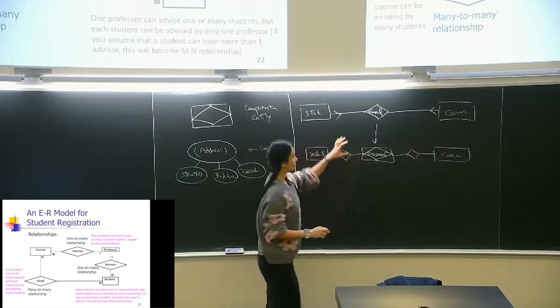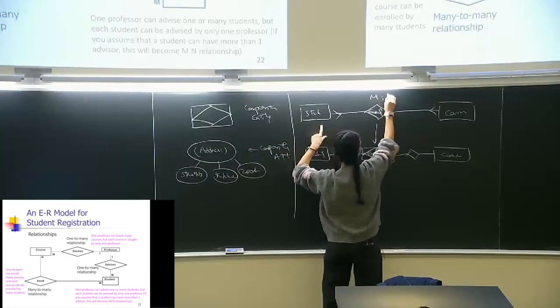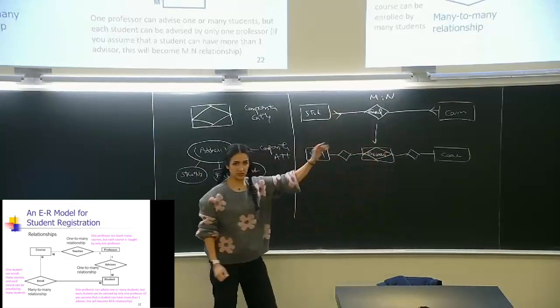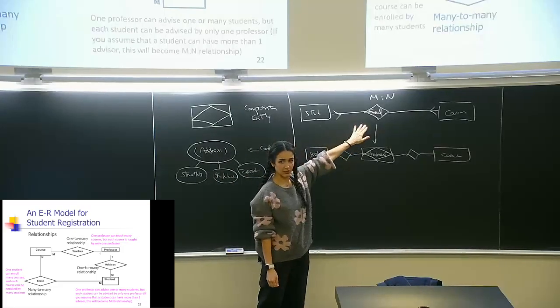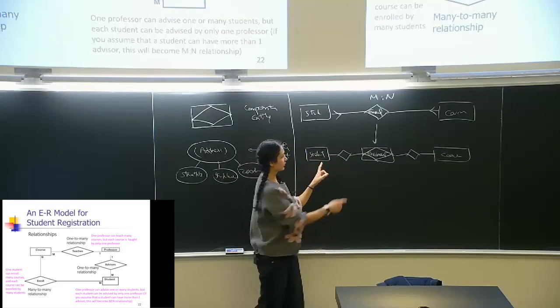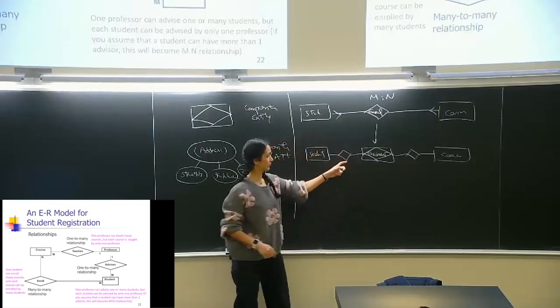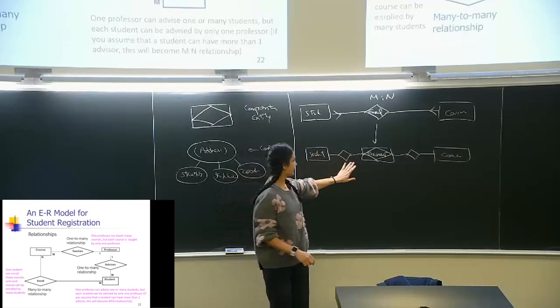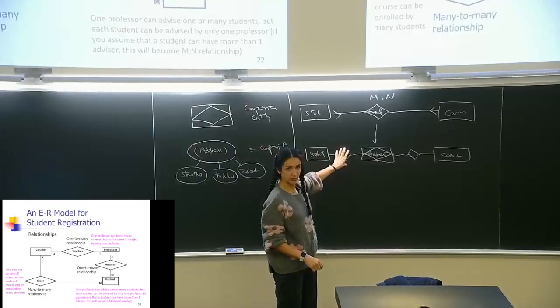So this is an example of a many-to-many relationship, right? And then we talked about how whenever we have this in our design, we have to convert it into two relationships. So these ovals are representing a relationship, right?